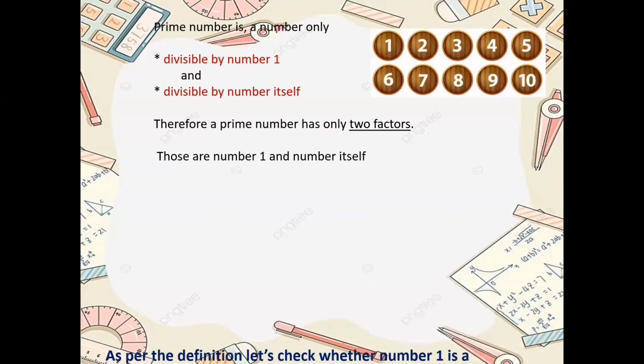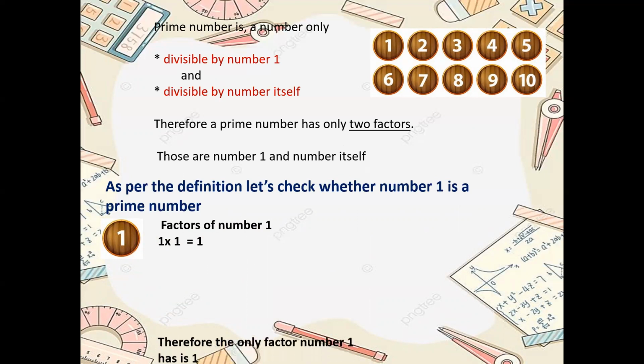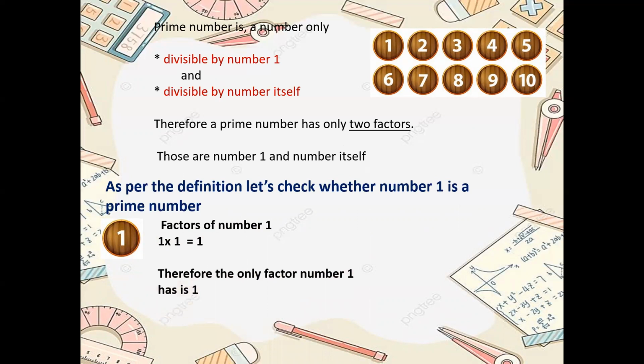So according to the definition, we'll see whether number 1 is a prime number. If you take number 1, we'll check what the factors of number 1 are. We know only 1 times 1 is 1. That is the only product that we can make number 1. Therefore, the only factor number 1 has is 1. It doesn't have two factors. It has only one factor.